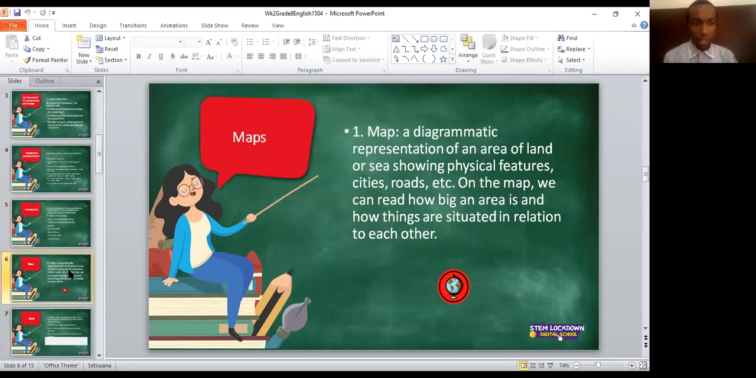Maps. What is a map? The Google definition says that a map is a diagram which represents an area and it shows the physical features such as roads, cities, and things like that, and on the map, you can read how big an area is. You can see how far something is from another thing. Stick with me and let's continue.